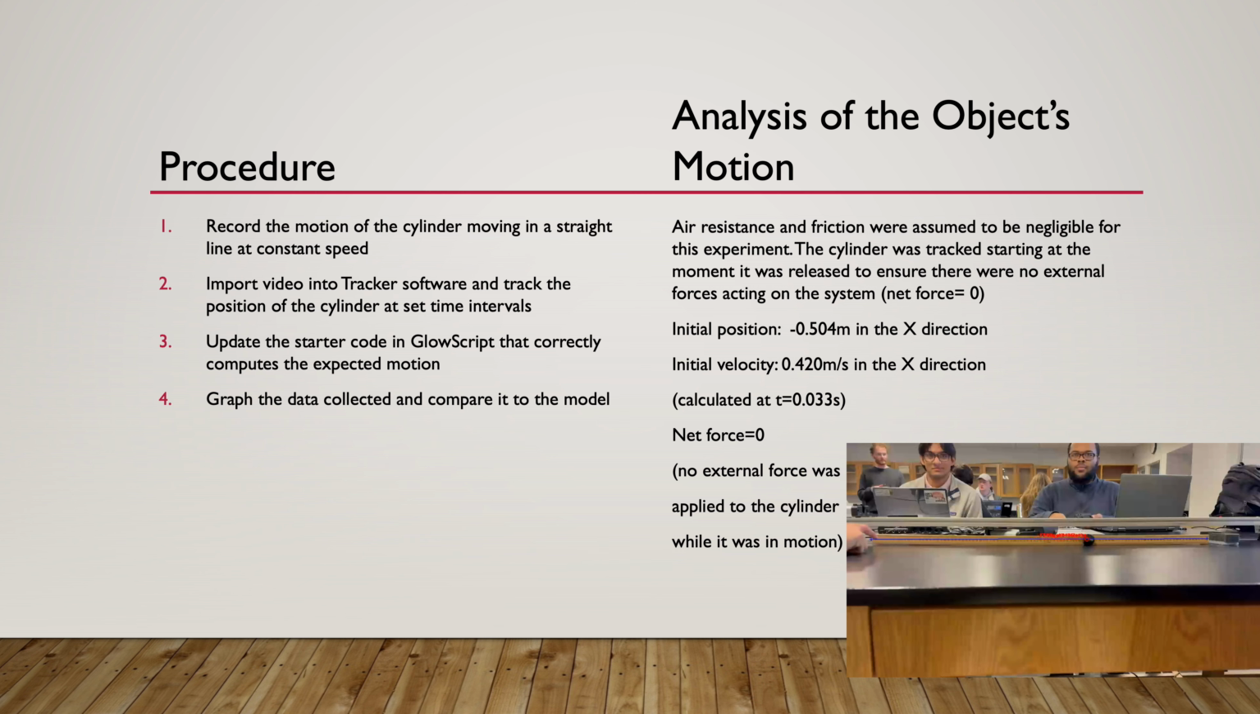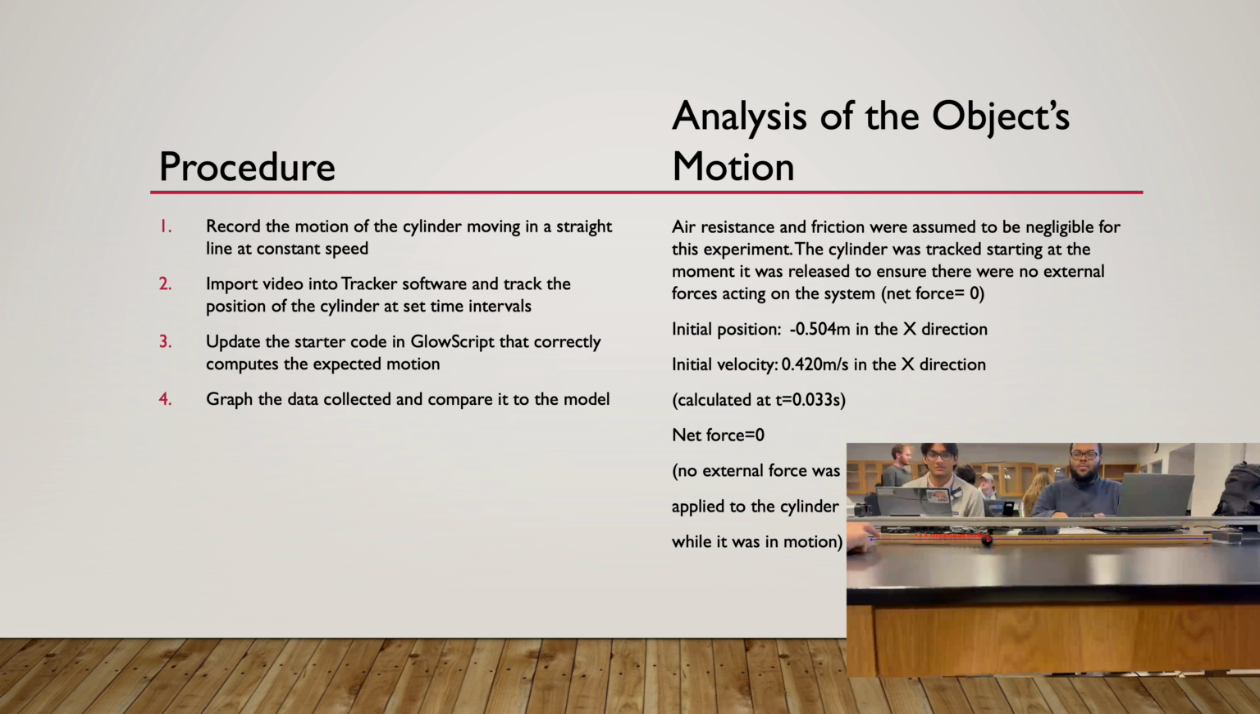We must first assume that the air resistance and friction are negligible for this experiment. Also, the cylinder was tracked starting at the moment it was released to ensure there were no external forces acting on the system, therefore ensuring our net force is equal to 0. Our initial position, as shown, is because of the axis orientation of the tracker software.